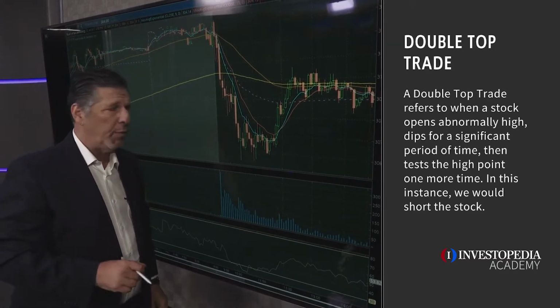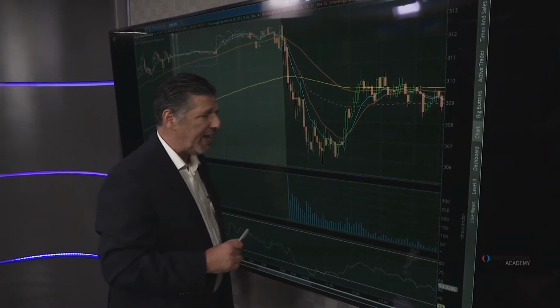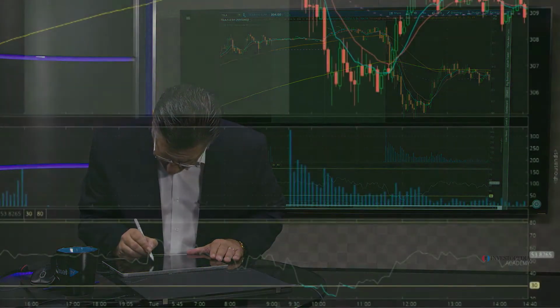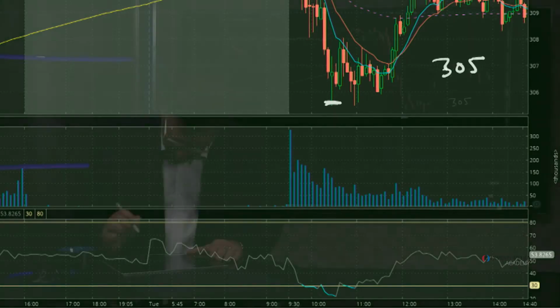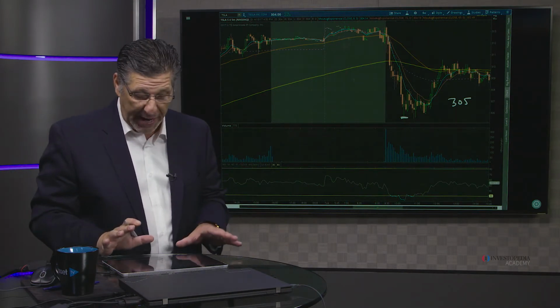Here's the theory behind a double bottom trade. A stock opens and makes a low sale of the day. In this case, we are looking at Tesla. And at 10 o'clock in the morning, right here, this stock makes a low of $305. Okay, beautiful. Now we have that low to shoot against when we're looking to trade a double bottom.